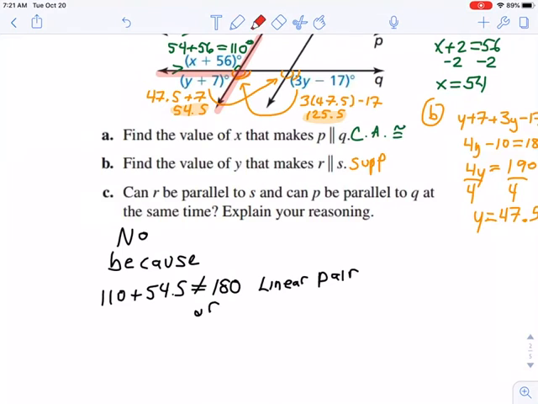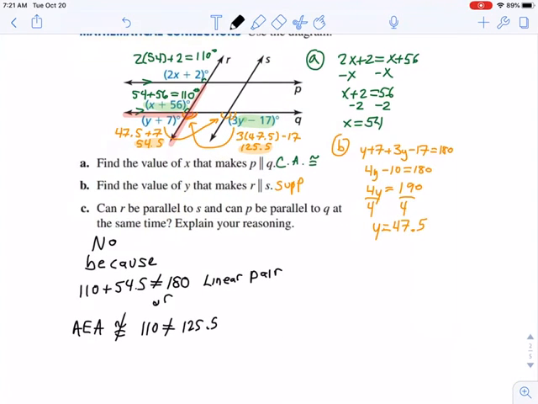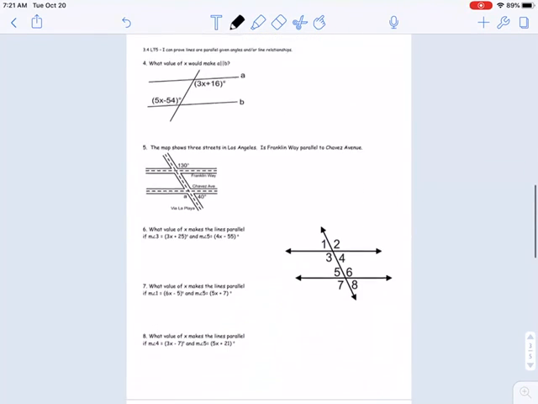Or you could say this angle and this angle, alternate exterior angles, aren't congruent. 110 does not equal 125.5. So these lines both can't be parallel at the same time. All right. If x is 54, great, makes P and Q parallel. If y is 47.5, makes R and S parallel, but that can't be both true at the same exact time.